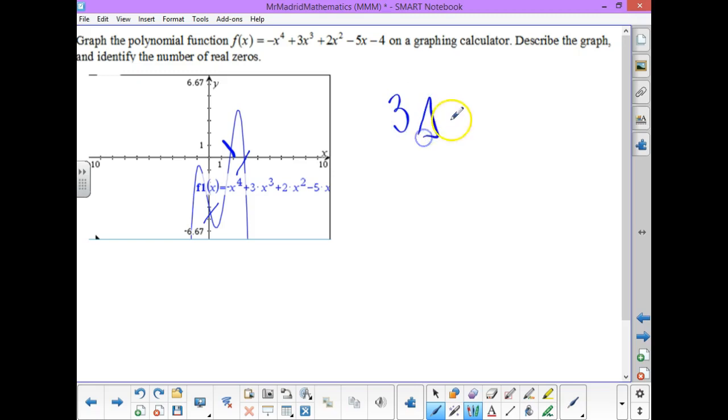We'll use this triangle, 3 changes in terms of increase and decrease. Okay, this is an abbreviation, so increase, decrease, 3 changes. Alright, and we'll leave it at that. Okay, that's pretty significant. And then the other significant component to this description is it says identify the number of real zeros.